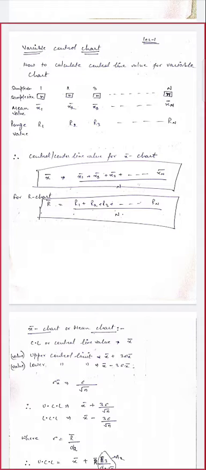After that we will calculate the center line value for the x bar chart, which is the mean chart. For that we have to calculate the mean value of our observations for each sample number, and we have the mean value for each sample number, that is x1 bar up to x bar N. So how can we calculate it? We can calculate like this: x double bar equals x1 bar plus x2 bar plus x3 bar plus dot dot dot plus xN bar, divided by the total number of samples.